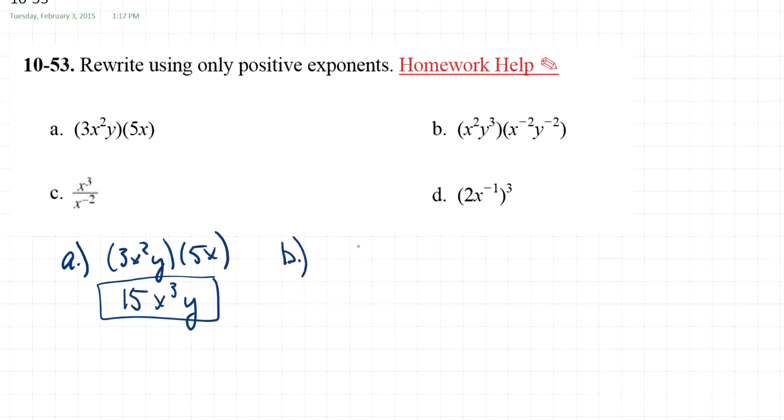B is x squared y cubed times x to the negative 2 y to the negative 2. And then when you multiply, you get x squared times x to the negative 2, which is x to the negative 4th, y cubed times, oh, and I just made a huge mistake right here because I'm rushing a little bit. This is not the correct answer, so you have x squared times x to the negative 2, y cubed times y to the negative 2.